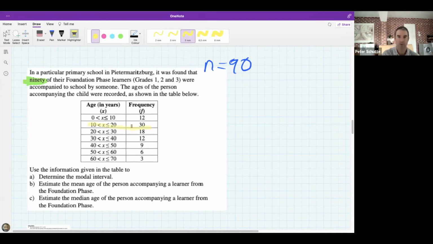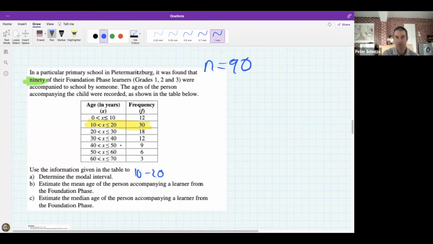The modal interval is the one with the highest frequency count. And so the answer will be 10 to 20. Awesome. Now I want you to find me the estimated mean age of the person accompanying a learner from school.